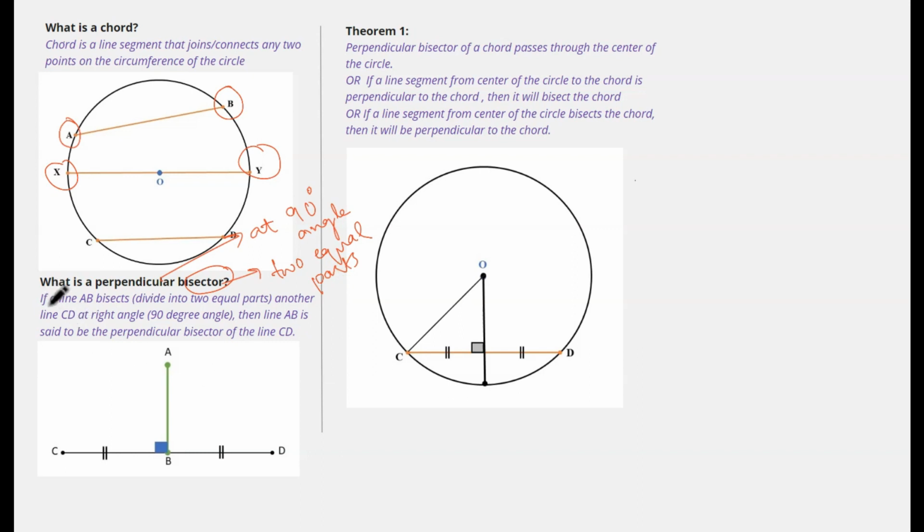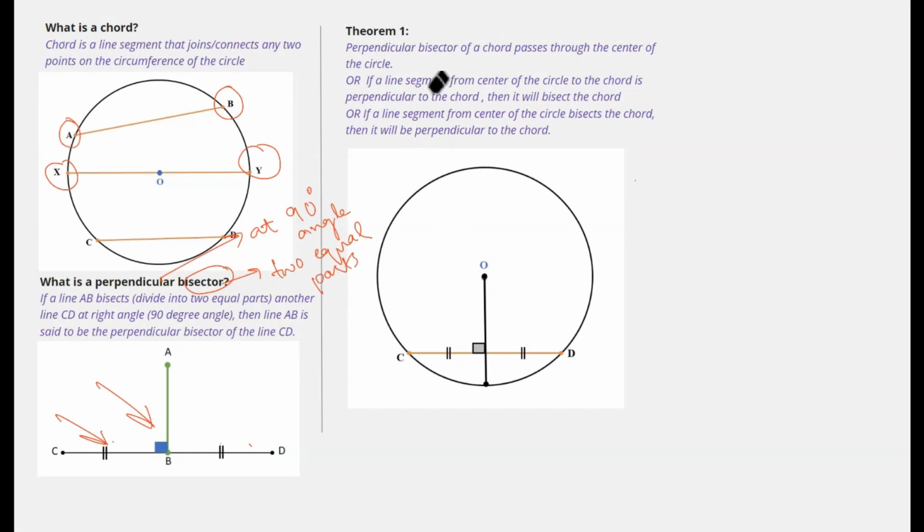So if a line AB bisects, this means divides into two equal parts, another line CD at right angle, then AB is said to be the perpendicular bisector of the line CD. Since this line AB is at right angle to CD, AB is perpendicular to CD. And since this line AB, line segment basically, bisects CD, AB is known as a perpendicular bisector of CD. Let us proceed to theorem 1 now.